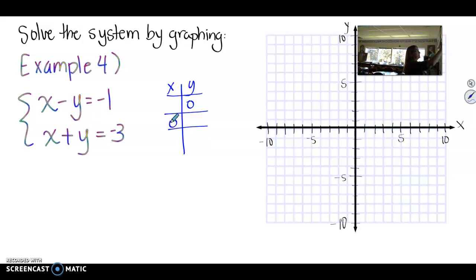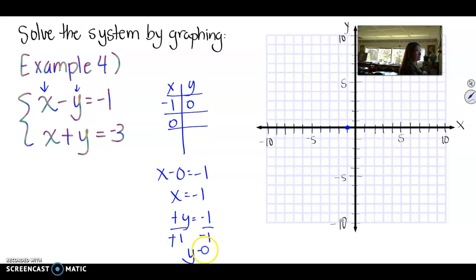And so if I put 0 in for y here, I'm going to get x minus 0 equals negative 1, or x equals negative 1. So we know the point (negative 1, 0) is on our graph. And then if I plug 0 in for x here, I get 0 minus y equals negative 1, or I don't need to put the 0 there, so negative y equals negative 1. Divide by a negative 1. This becomes positive y equals positive 1, because a negative divided by a negative is positive. So the point (0, 1) is on this graph.